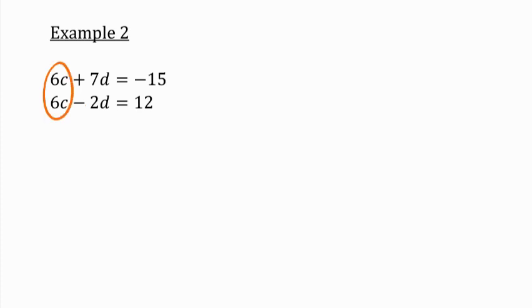So our C's here both have a 6. The only problem is they're both positive right now. I need one of those to have a negative 6C. So what I'm going to do is I'm going to take one of the equations. It doesn't matter which one. So I'm going to do the one on the top. And I'm going to multiply that whole equation by negative 1. Okay, so when I do that, I'm transforming this equation.